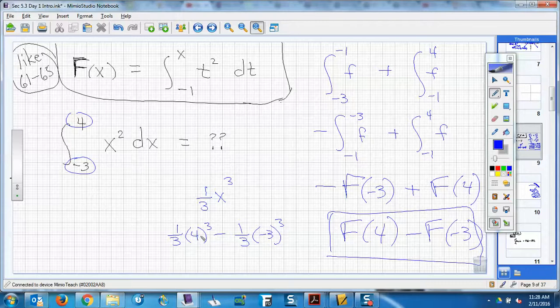Somebody do that on your calculator for me. What's that, 64 thirds? Maybe we don't need calculators. Negative 27 thirds would be, that turned into plus 27 thirds. What's that, 91 thirds? Did I do that right?